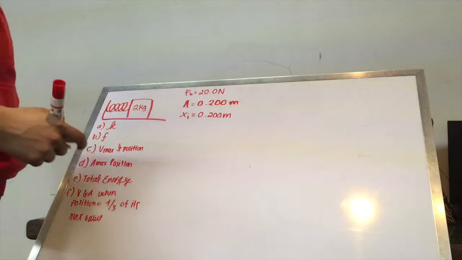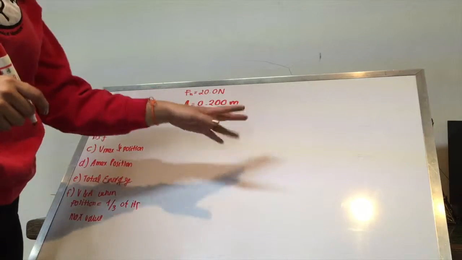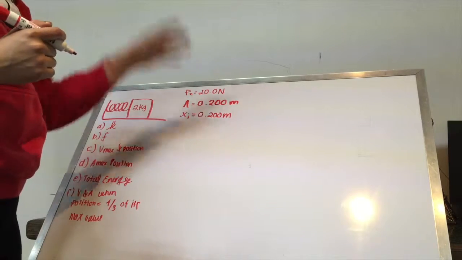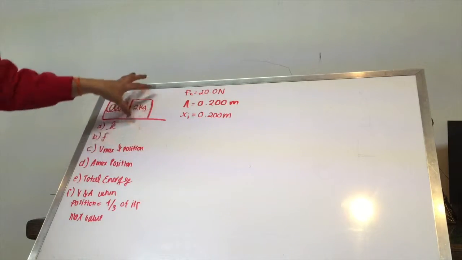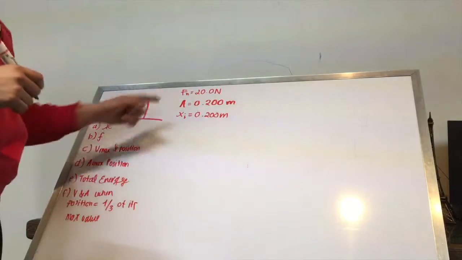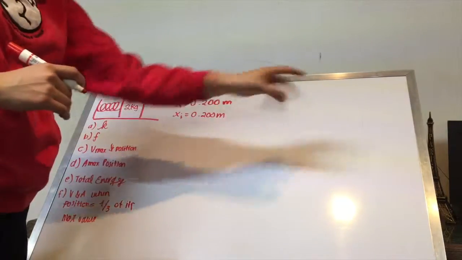We have an object attached to a spring on a smooth surface. The initial position of this object is 0.2 meters, and we have an initial force of 20 newtons, so it can move.